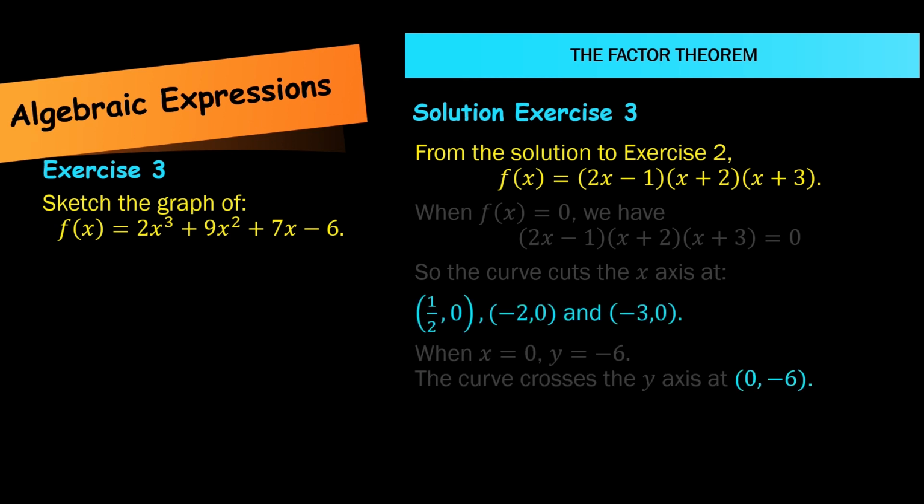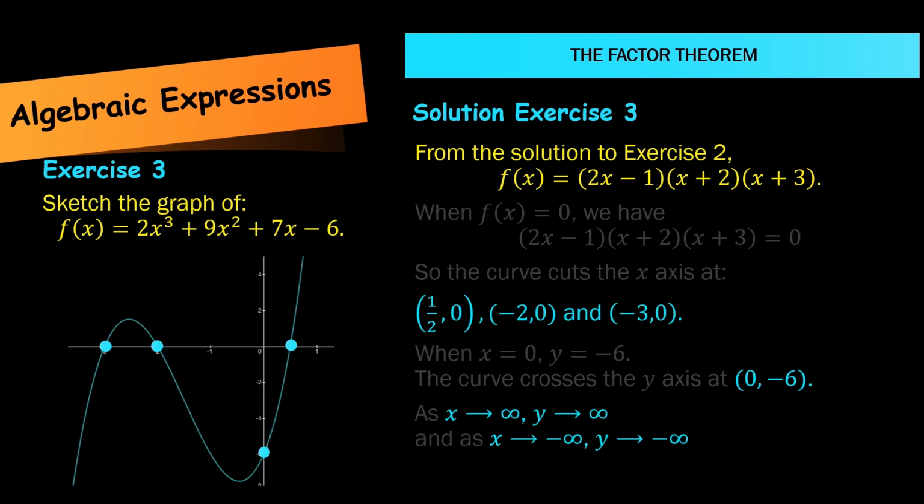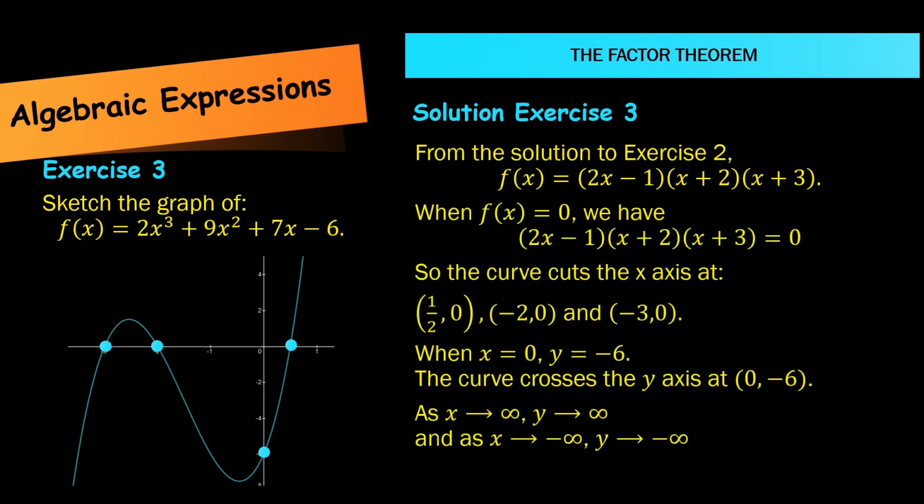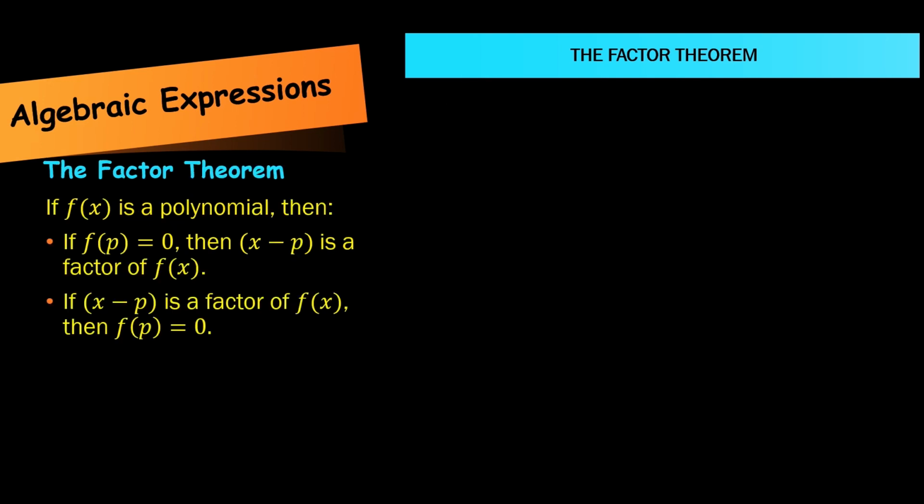Also, we have that as x tends to infinity, y also tends to infinity, and as x tends to minus infinity, y tends to minus infinity too. And therefore our curve will look something like this. The key points have all been indicated on this graph. Now let's have a go at another exercise.